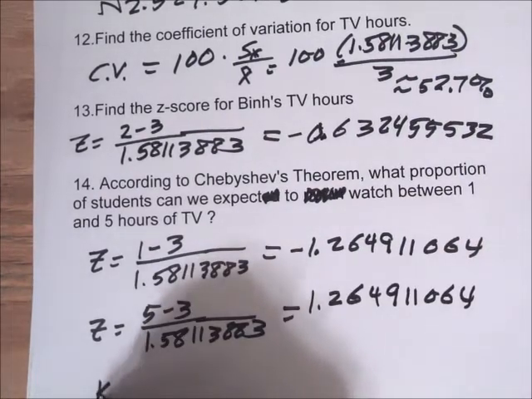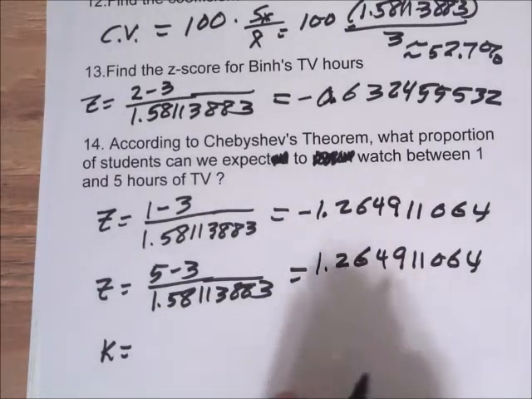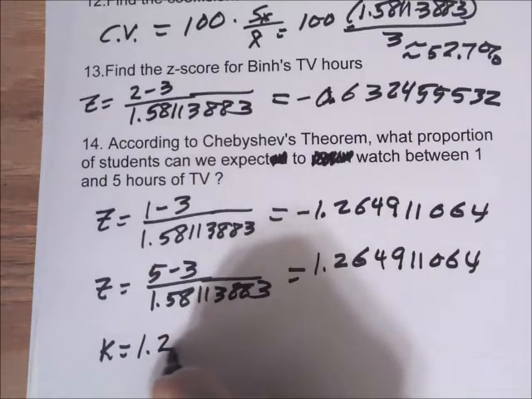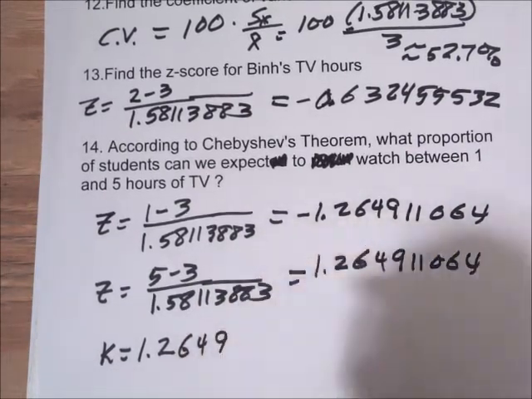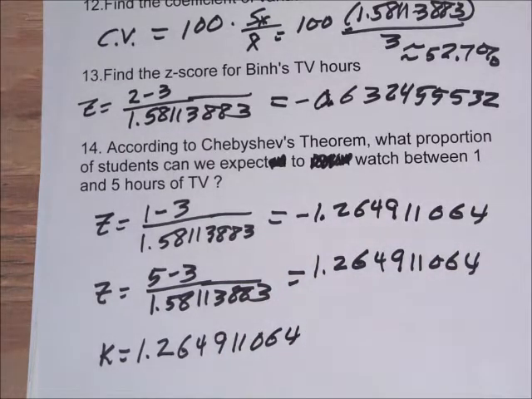Generally, k is the z-score that's closer to 0. But in this case, there's a tie. They're equally close to 0, so we could let k be either score. I'll say k is the positive one, but you could take the negative one if you want. If one of them is closer to zero, then you want to take the one that's closer to zero.